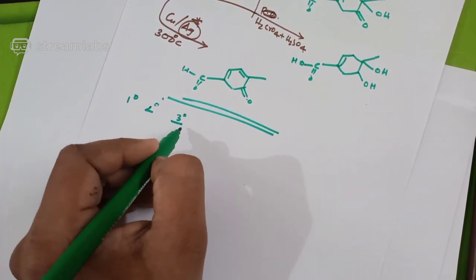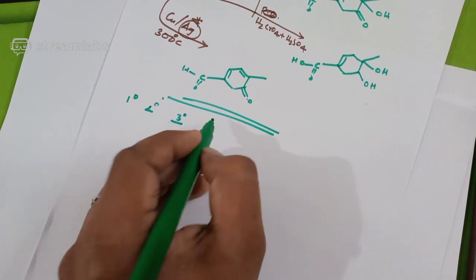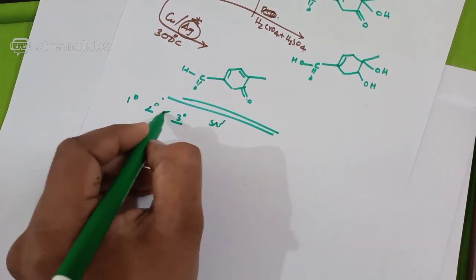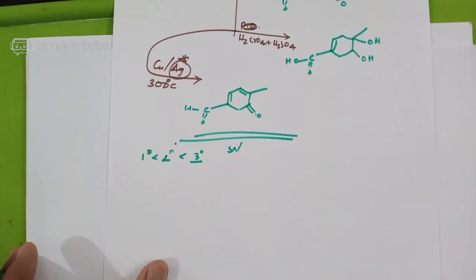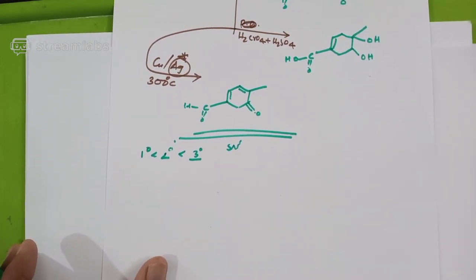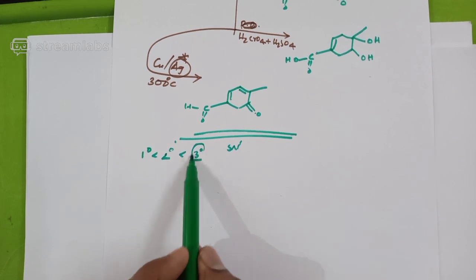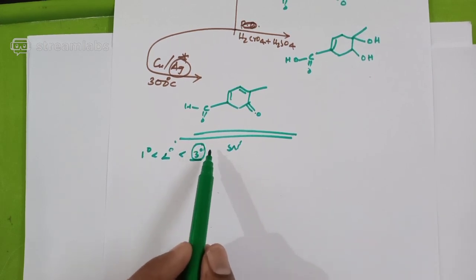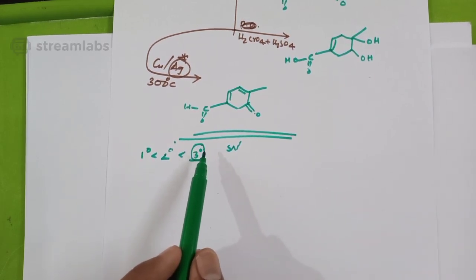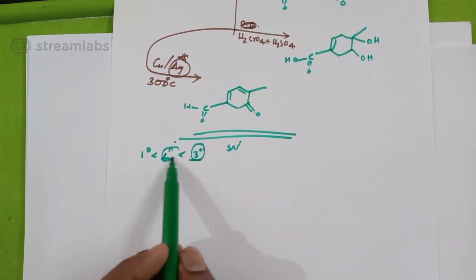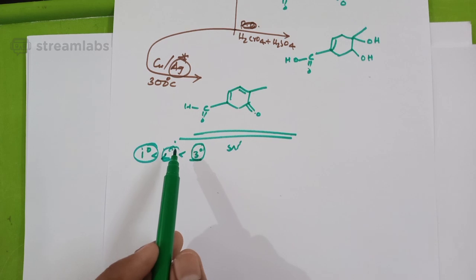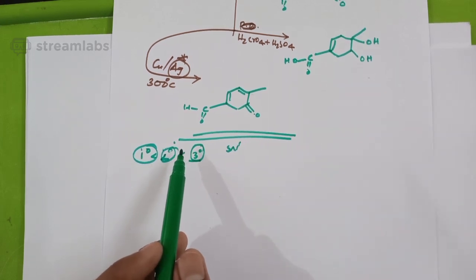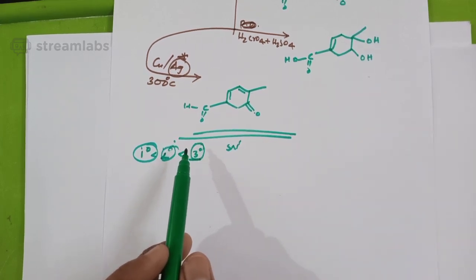Tertiary gives it immediately, because of SN1 reactivity order, we know tertiary is more reactive than secondary than primary. Hence according to SN1 reactivity, tertiary alcohol immediately gives turbidity with this reagent. Then secondary takes 5 minutes, and primary takes after warming. Okay, after heating. And the next one, the Victor Meyer test.